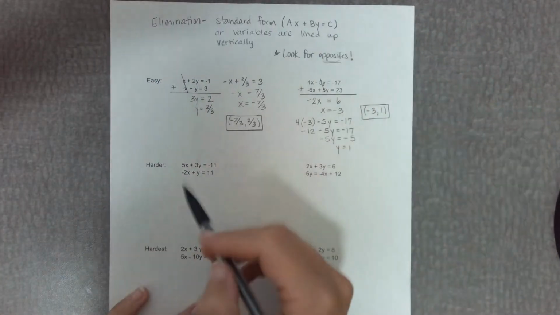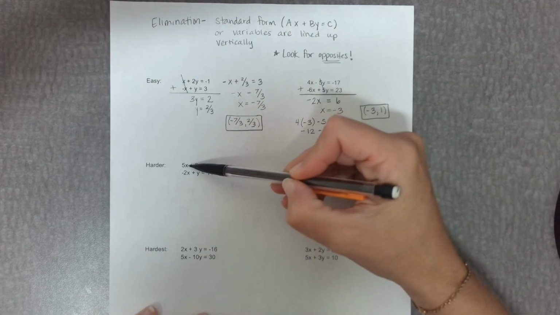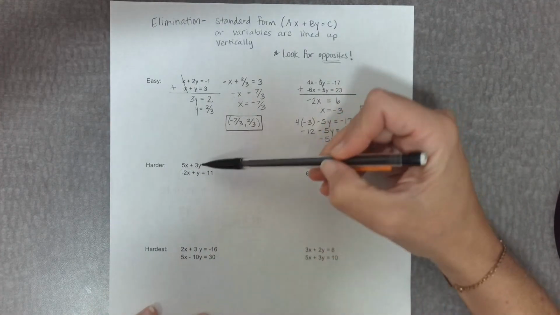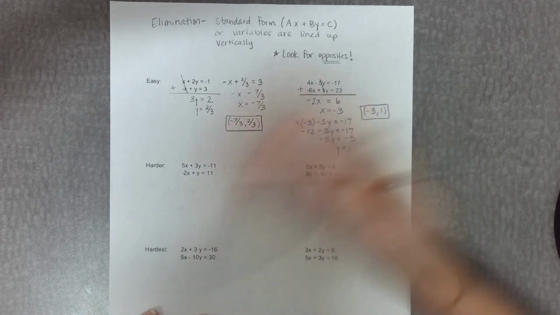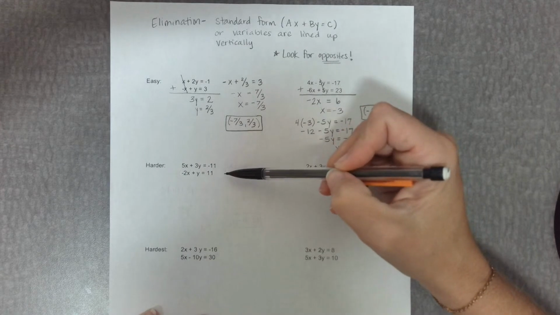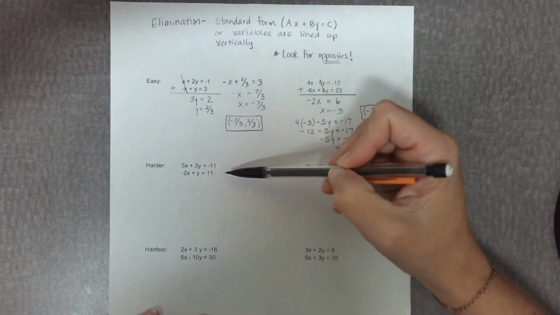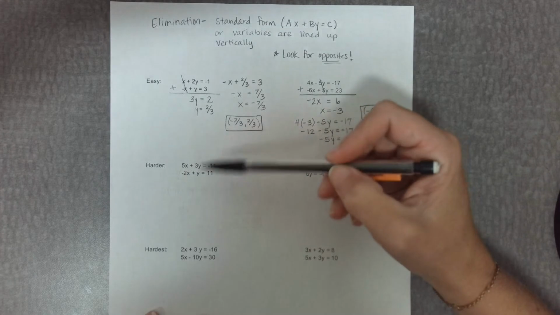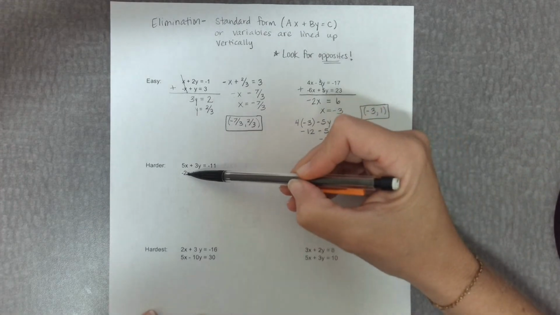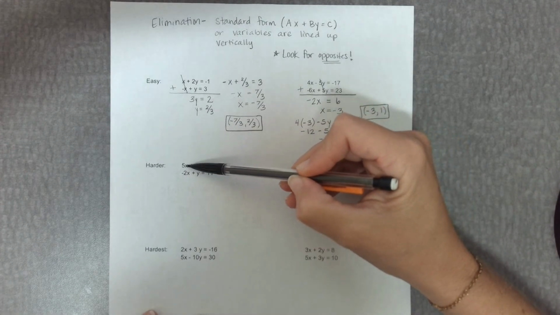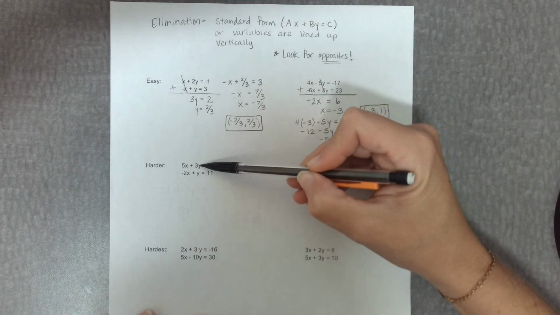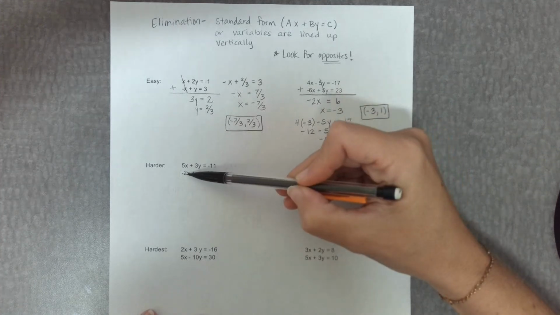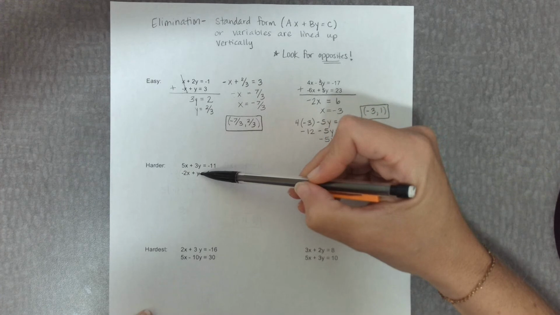So if you look at this system right here, if we look on our x variables, we have a 5 and a -2, so those are not opposites. And on our y's, we have a 3 and an understood 1, and those are not opposites either. So when that happens, what you need to do is multiply one of the equations by a constant to create opposites. Is it going to be easier to multiply the -2 by something and create the opposite of 5? Or is it easier to multiply the 1 by something and create the opposite of 3? Since there's nothing to multiply 2 by to get 5, or at least not a whole number, it's going to be easier to multiply a 1 and get a 3.